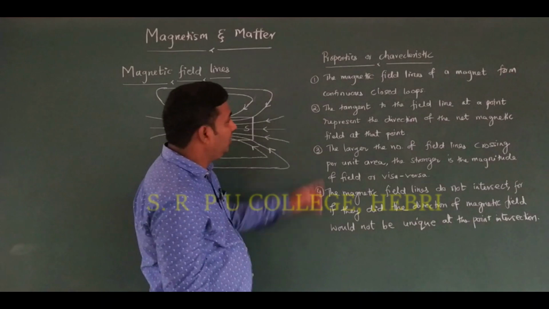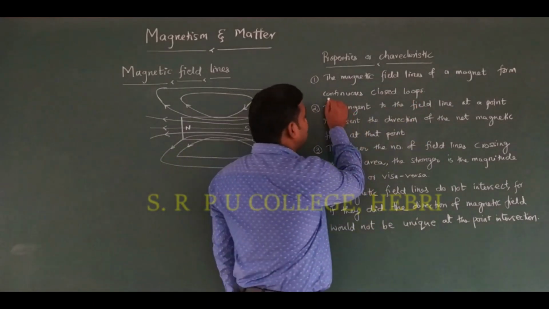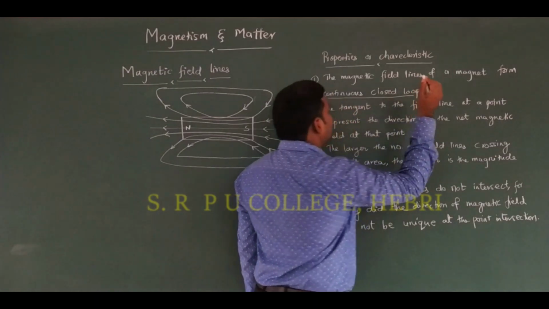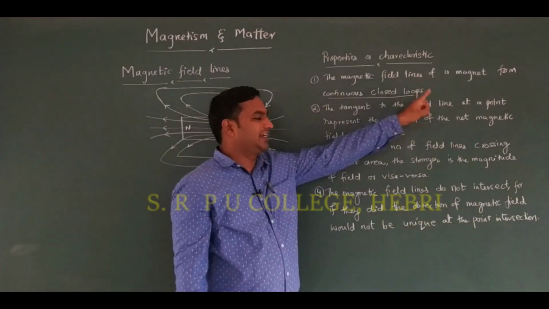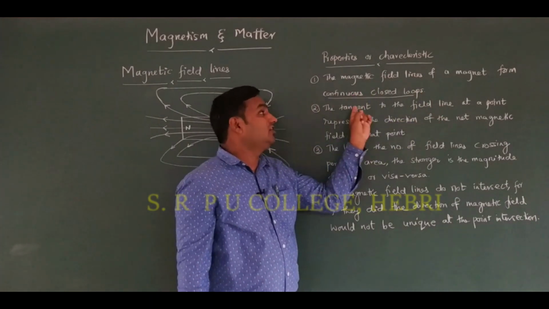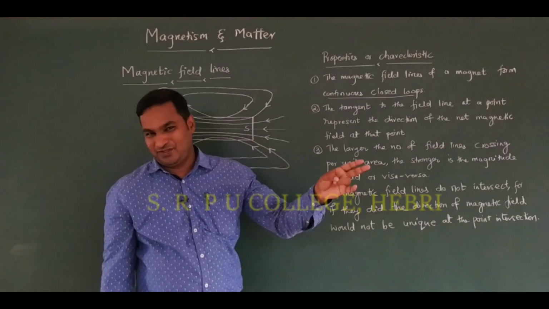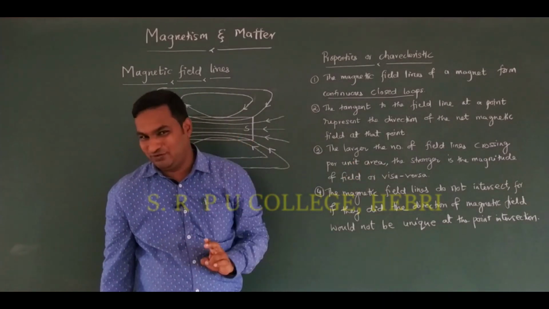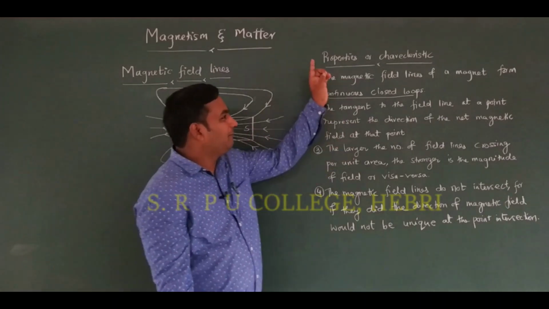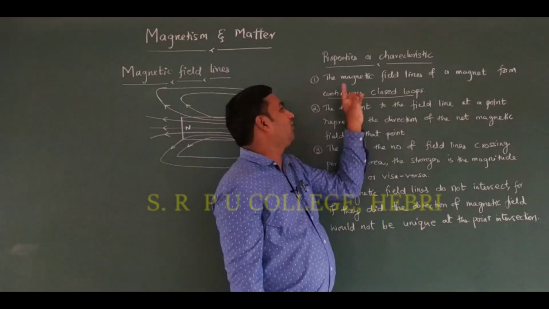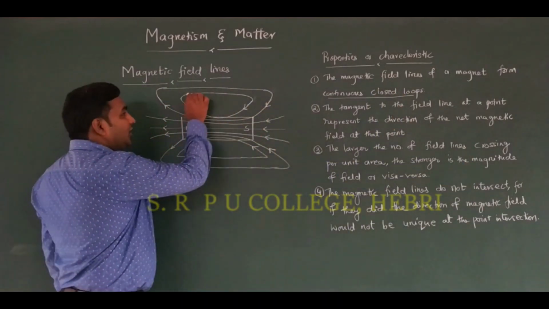First property: magnetic field lines of a magnet form a continuous closed loop. Dear student, remember this: magnetic field lines of a magnet form a continuous closed loop. But in the electric field, you learned the reverse: it never forms a closed loop. Yes or no? Yes. In the case of a magnet, the magnetic field lines form a continuous closed loop.